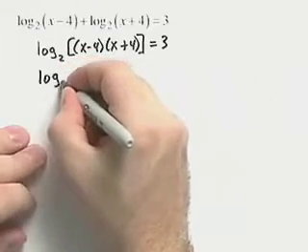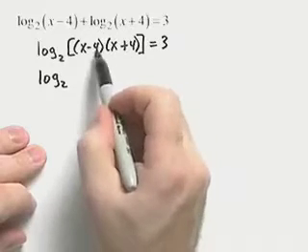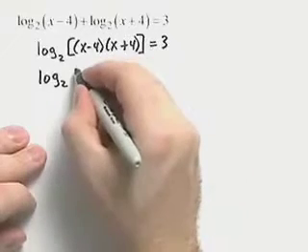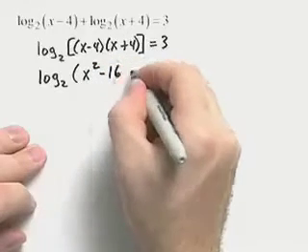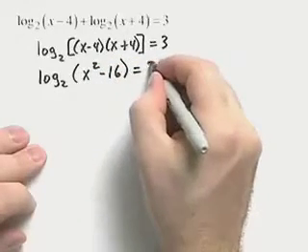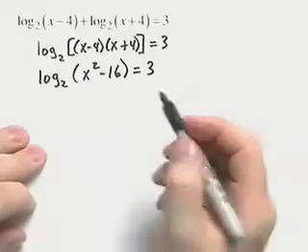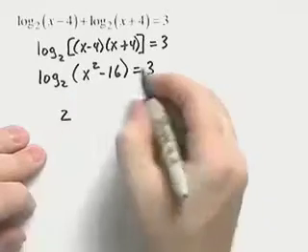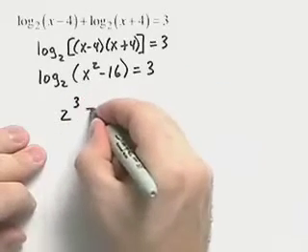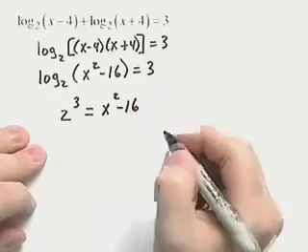I'm going to clean that inside up a little bit. (x minus 4) times (x plus 4) is a special form when we multiply that together. It's the difference of two squares, x squared minus 16. That equals 3. We've got a logarithmic form here. We want to change that to an exponential form. So we're going to take the base 2, raise that to the third power, and that has to equal the inside, x squared minus 16.